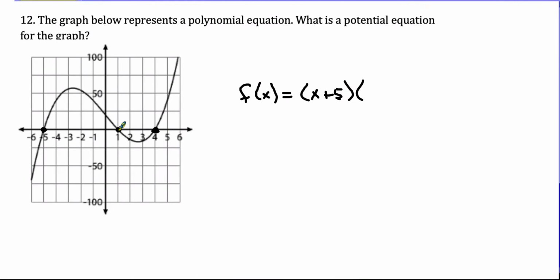If I have an x-intercept of +1, that would have come from a factor of x minus 1. And if I have an x-intercept at +4, that would have come from a factor of x minus 4. So this would be my polynomial equation that matches up with this graph.